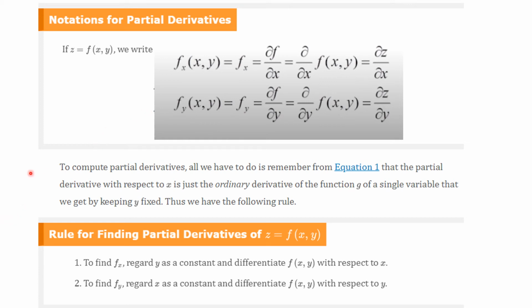Now, to compute partial derivatives, all we have to do is remember that the partial derivative with respect to x is just the ordinary derivative of the function g of a single variable that we get by keeping y fixed. So we have the following rule. To find the partial derivative with respect to x, we just pretend y is a constant and use all the rules that I learned in Calc 1 to differentiate f of x, y with respect to x. And similarly for y, we regard x as a constant and differentiate f of x, y with respect to y.